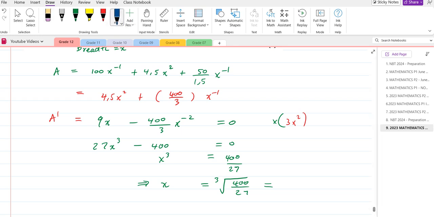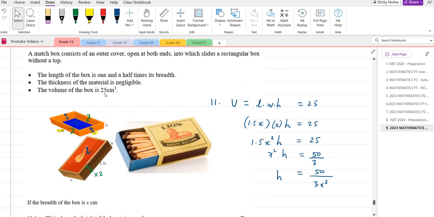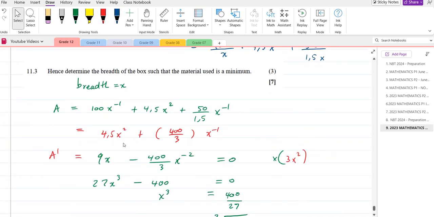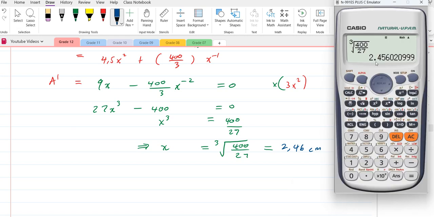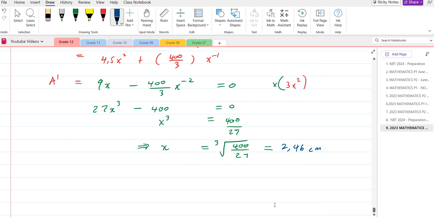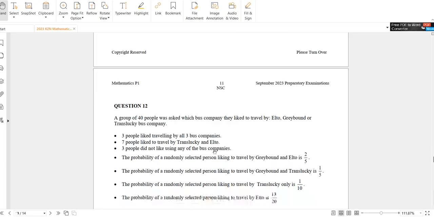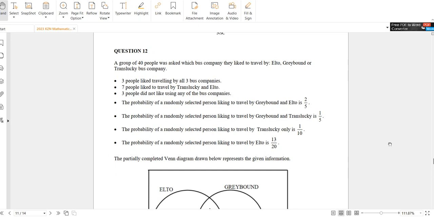So the answer is 2.46. What is that? 2.46 what? Centimeters. Yeah, 2.46 centimeters. Right, so I hope you understood that, guys. Moving on to the next question, which is question number 12.